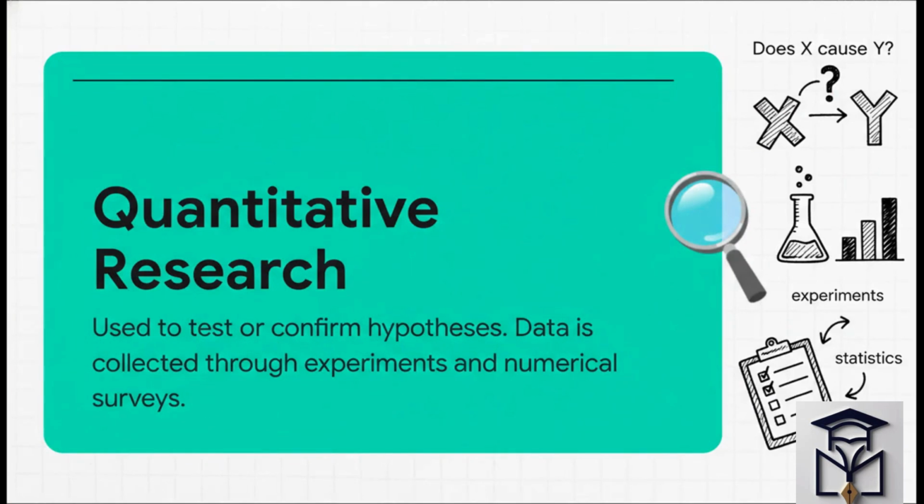But what if your goal is to test a very specific idea? Something like, does X actually cause Y? Well, for that, you'd go quantitative. You need numbers. This is where you run experiments or send out big surveys with multiple choice questions, stuff you can actually turn into statistics.